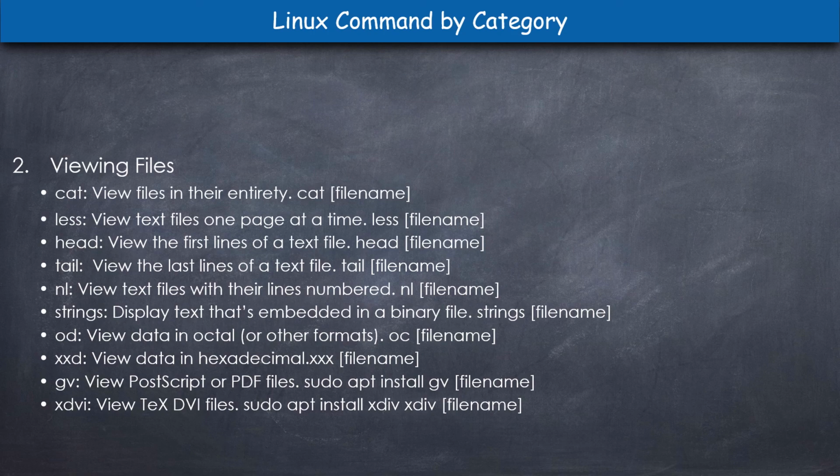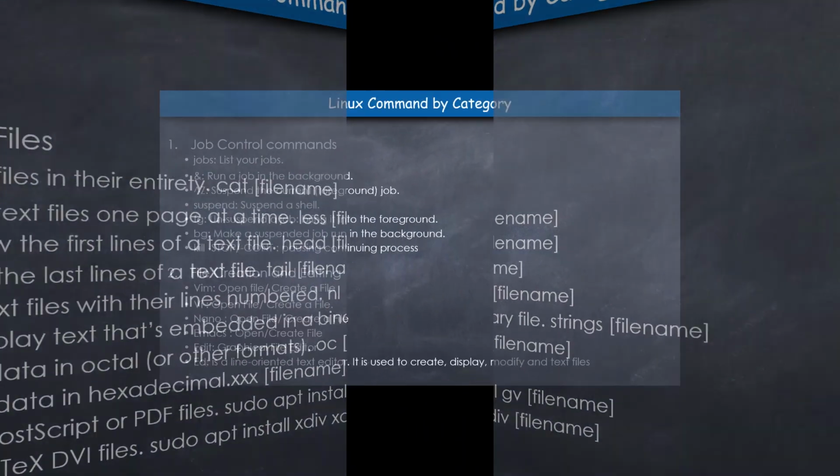Out of these, cat, less, head, tail, nl, strings will be available by default, and these commands will be helpful. You can use these to see the content of a file without making any change accidentally. If you just want to see the content, you can use these commands. Okay, so let's move forward now.